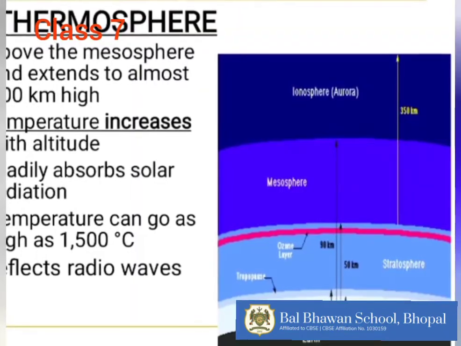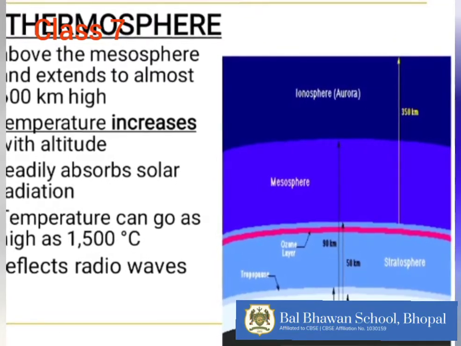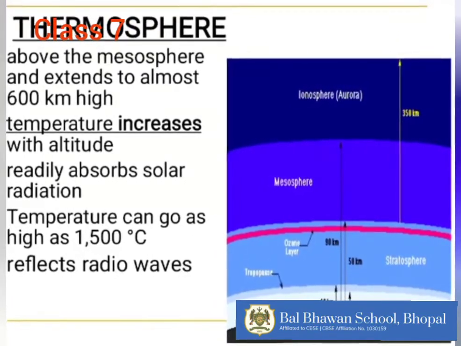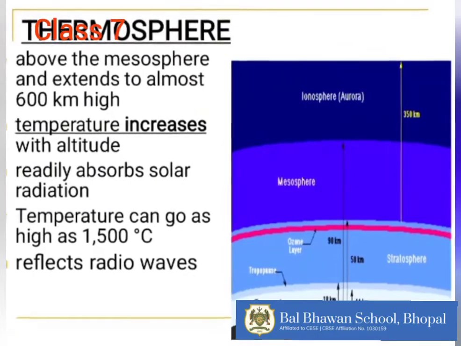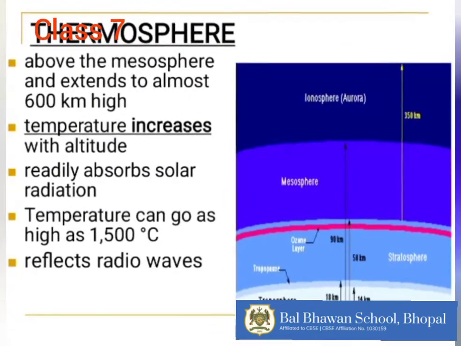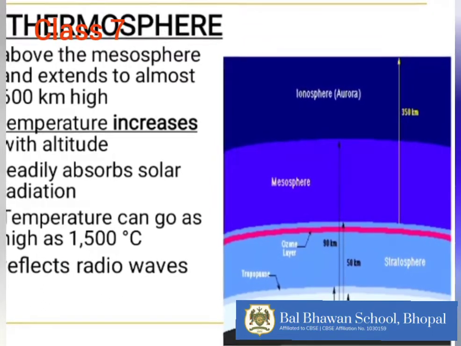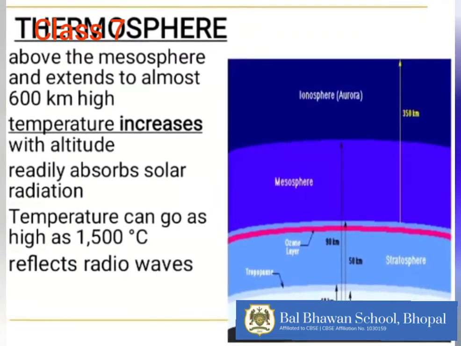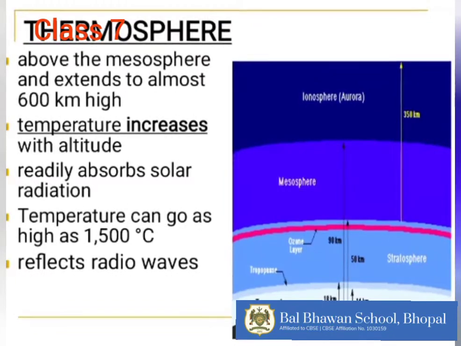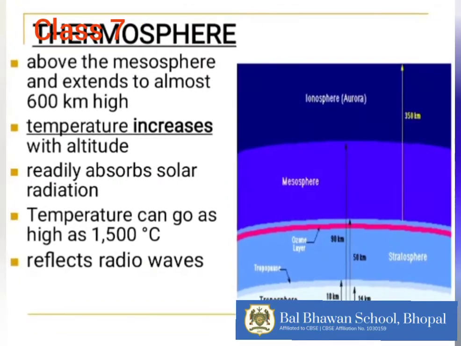Our next layer is thermosphere. In thermosphere, temperature rises very rapidly with increasing height. Ionosphere is a part of this layer. It extends between 80 to 400 kilometers. This layer helps in radio transmissions.